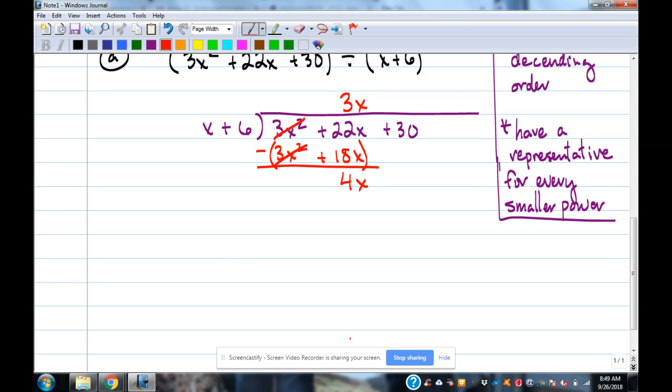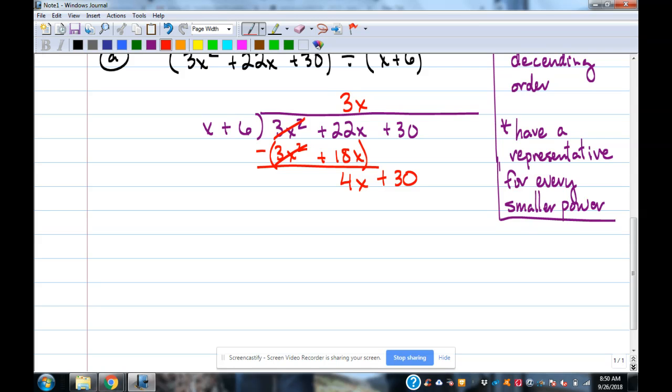We get this number up here by saying what times x gets me this piece. So that's where 3x came from. 3x times x is 3x squared. 3x times 6 is 18x. Then we subtract all of that from the polynomial above it. Once we got here, when we were doing our number problem, what did we do next? We dropped down the next piece, right? The next number. Well, the next piece here is a plus 30. So I'm going to drop down plus 30 right there, just like I did with the numbers. I'm dropping that next piece down.